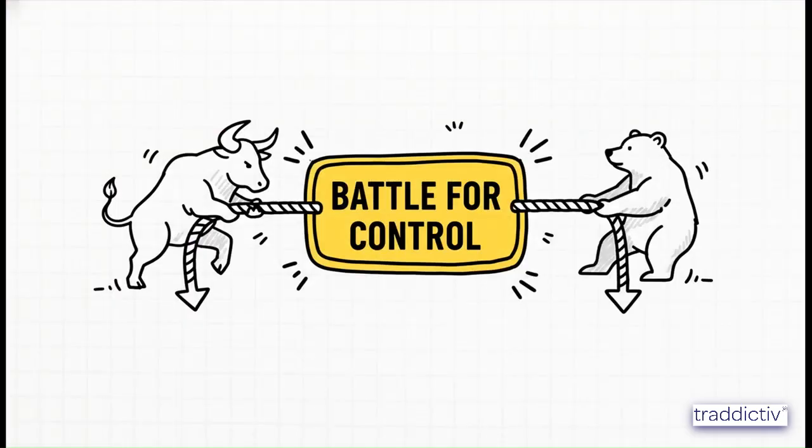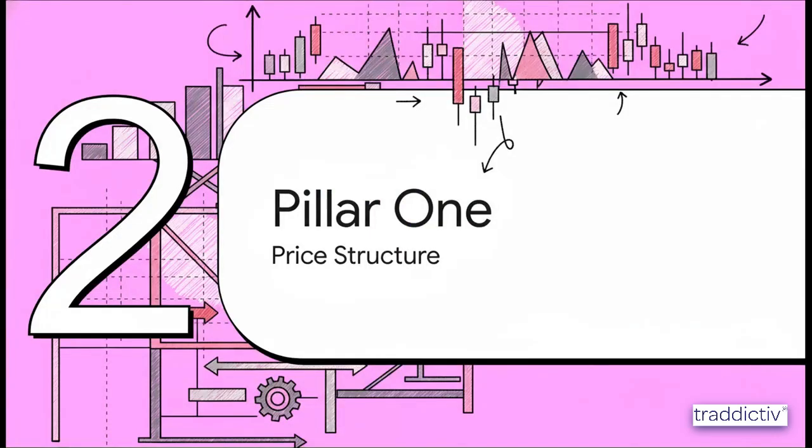At its very heart, every single price move is a battle for control. When the buyers are in command, prices go up. When sellers take over, prices drop. Our job is to try and identify those potential turning points in the battle, right where one side might be losing steam and the other is getting ready to step in. So how do we find these potential turning points? Well, we start with the market's architecture. And that brings us to our very first pillar: understanding price structure.